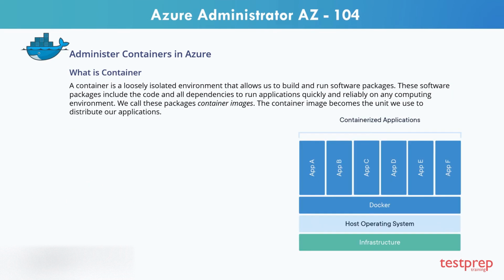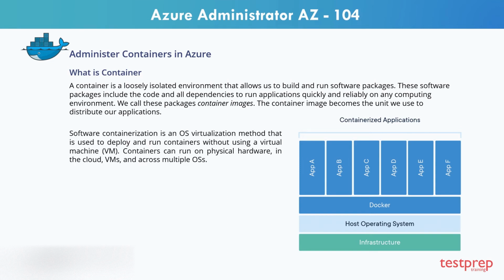A container is a loosely isolated environment that allows us to build and run software packages. These software packages include the code and all dependencies to run applications quickly and reliably on any computing environment. We call these packages container images. The container image becomes the unit we use to distribute our applications. Software containerization is an OS virtualization method that is used to deploy and run containers without using a virtual machine. Containers can run on physical hardware, in the cloud, VMs, and across multiple OSs.